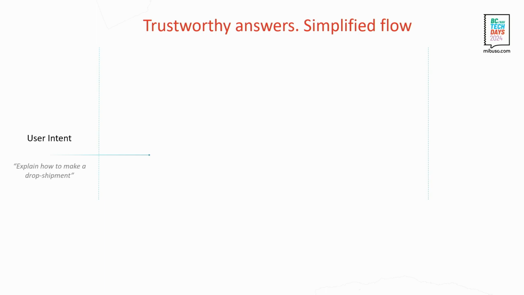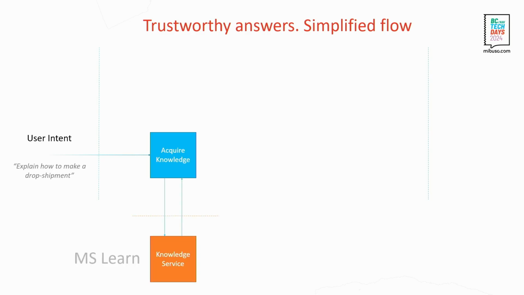So imagine we have a question. How can I do something? The first thing we're going to do is acquire knowledge. And it's very interesting to think about that. What does real knowledge mean? Knowledge means something trustful, which we can trust as Microsoft.